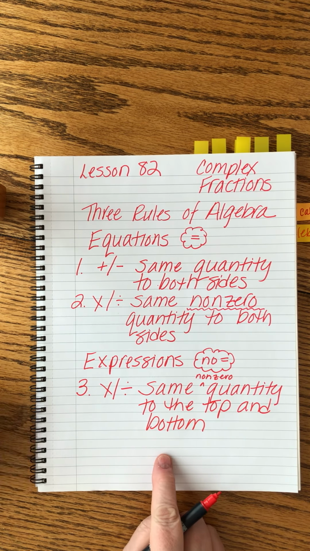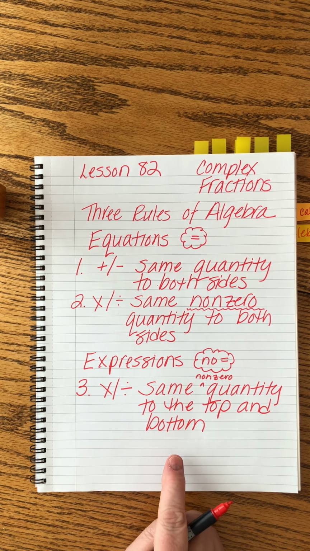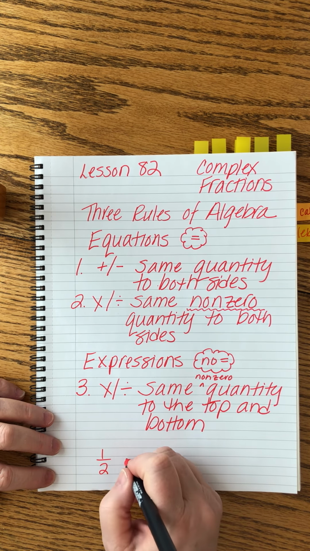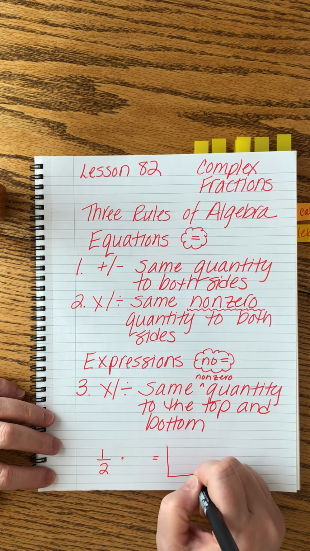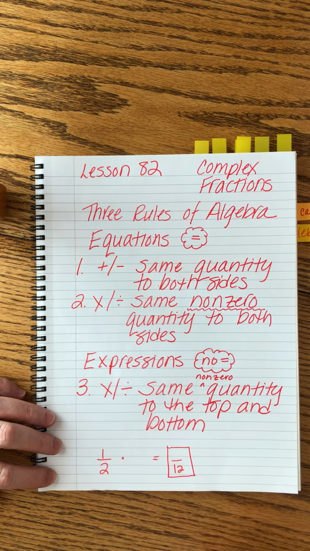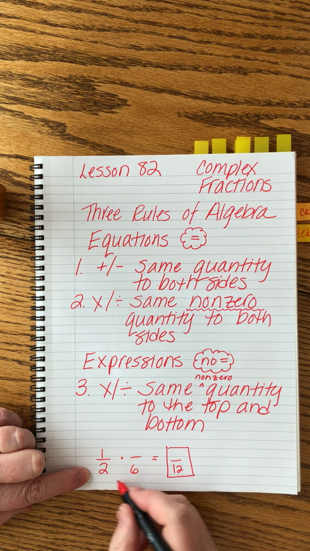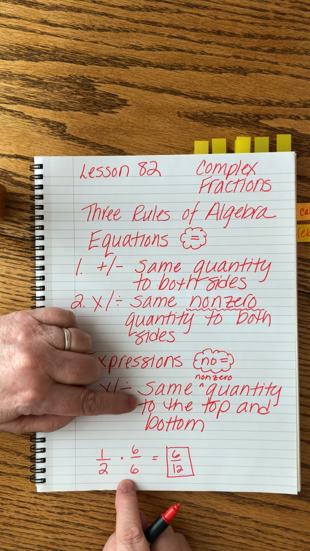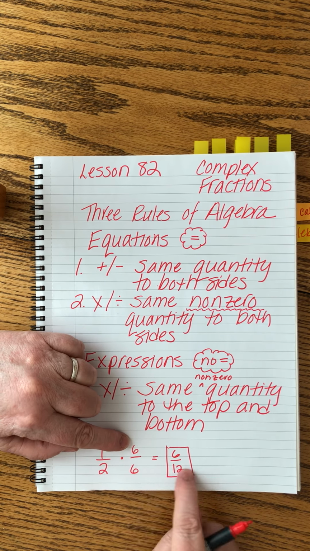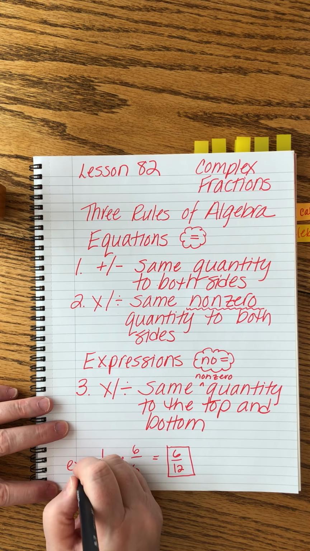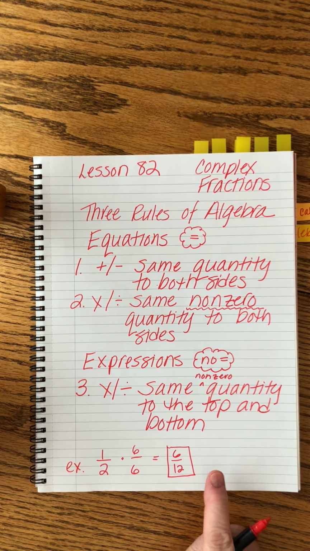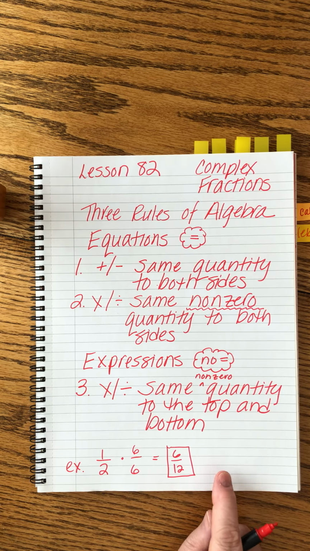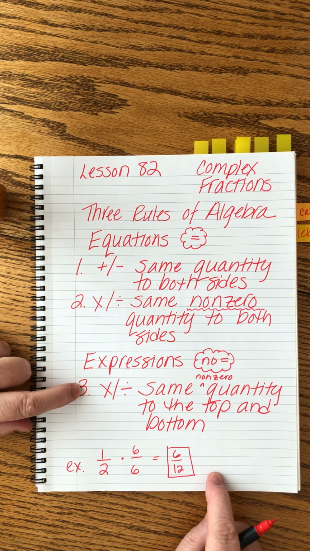We've been doing this since we first learned how to adjust fractions, right? If you want to take the fraction 1/2 and adjust it so that it has a 12 on the bottom, you would multiply it by 6 over 6, right? This is the third rule in action. We're multiplying the same quantity to the top and the bottom, right? That's an example of that. So we've been doing this for a long time. And when we work our complex fraction problems, which we're going to get to in just a hot minute, this is the rule that we're using again and again and again.